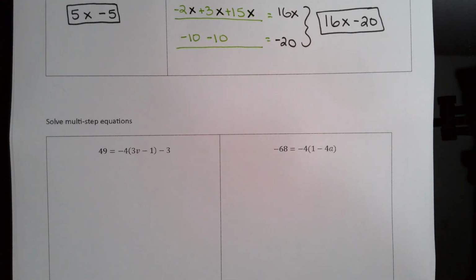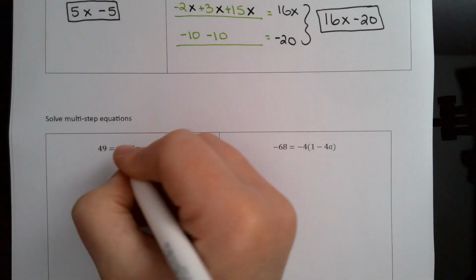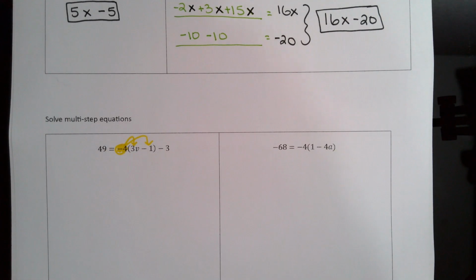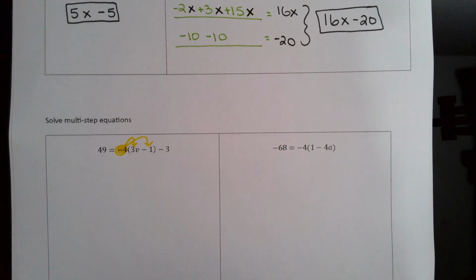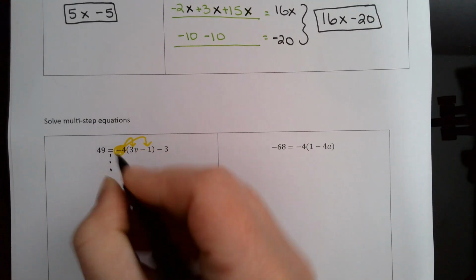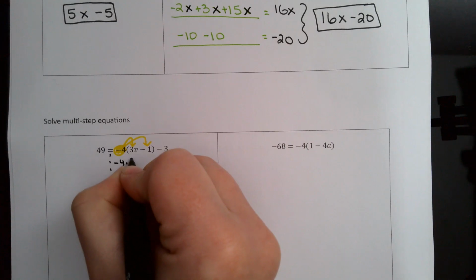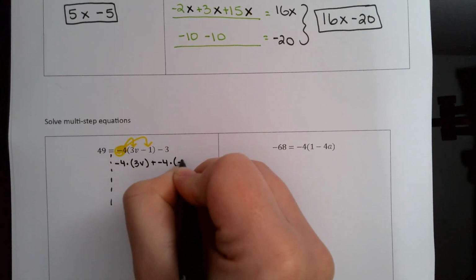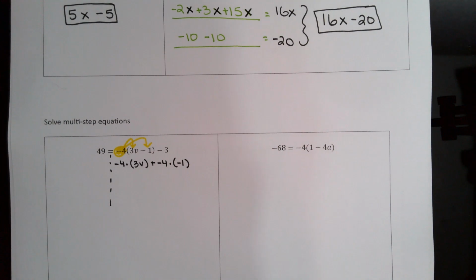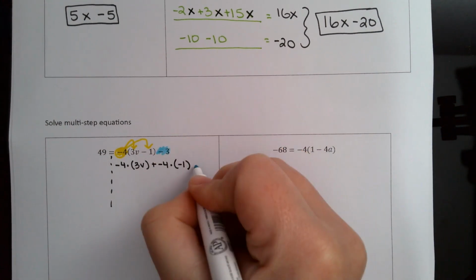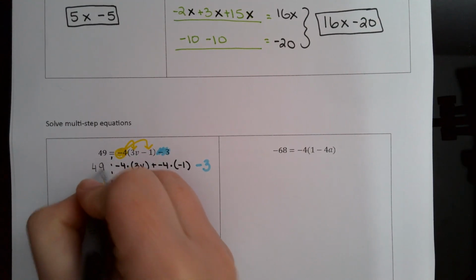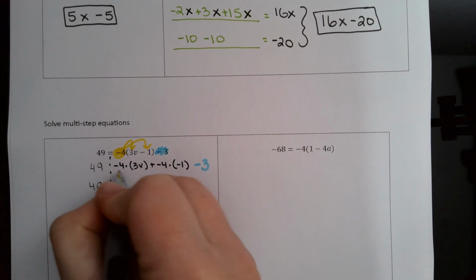Step number 1 is to distribute. So I'm going to take that -4 and I'm going to bring it inward. Careful of that -3 in the back. Do not touch that. We got -4 times open 3b and -4 times open -1. I have this -3 in the back, so I'm going to have a -3 in the back. Bring down your 49.